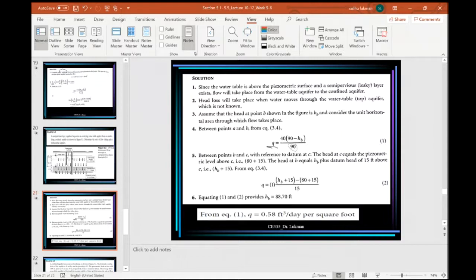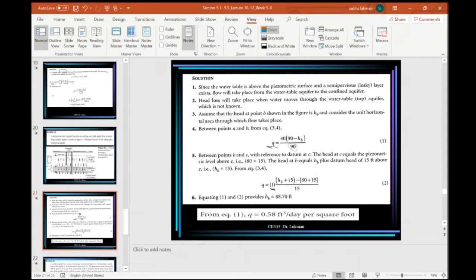And then the head at B equals HB plus datum head, okay? And the datum head is 15 feet, which is the thickness of the semipervious layer. So here we have (HB plus 15 minus 80 plus 15) over the thickness, which is 15. And don't forget K for the semipervious layer is 1.